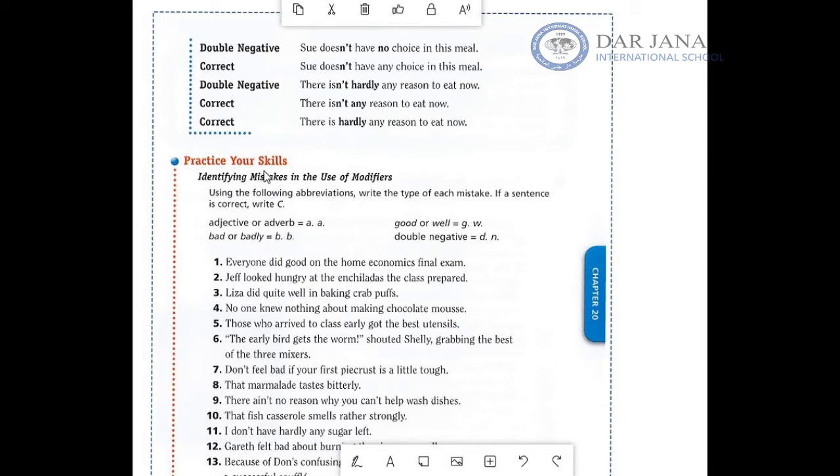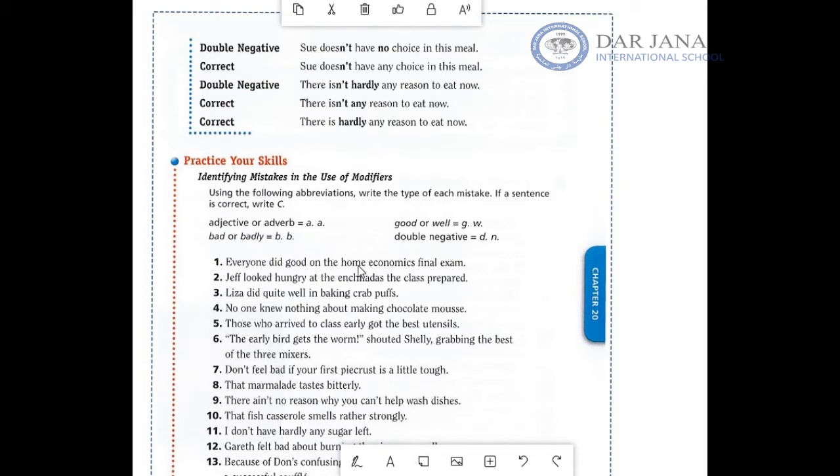Next, we have practice your skills. The first part of the practice is identifying mistakes in the use of modifiers. Using the following abbreviations, write the type of each mistake here. If a sentence is correct, write C.